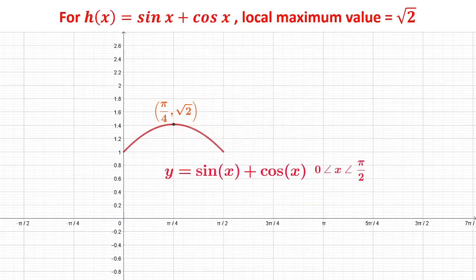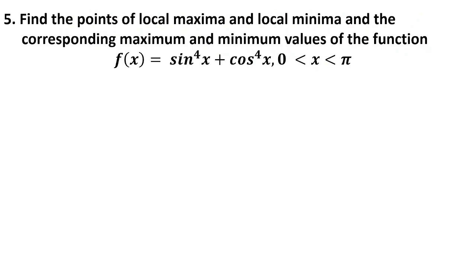Now, let us see the graph of it. I have taken only a part of the graph, sin x plus cos x from 0 to pi by 2. Here you are seeing that it goes up to pi by 4 comma root 2. That is the local maximum value. The value is root 2. Let us go to the next question.